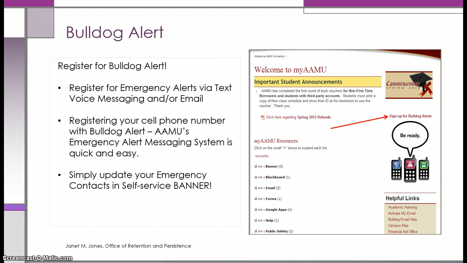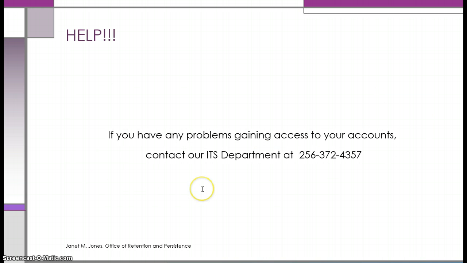If by chance all of this has come and gone and you've had issues, you can get help with any of those apps for the Bulldog email, for Banner self-service, and for the Bulldog Alerts. Contact the IT department at extension 4357, and they should be able to assist or lead you to some other assistance.